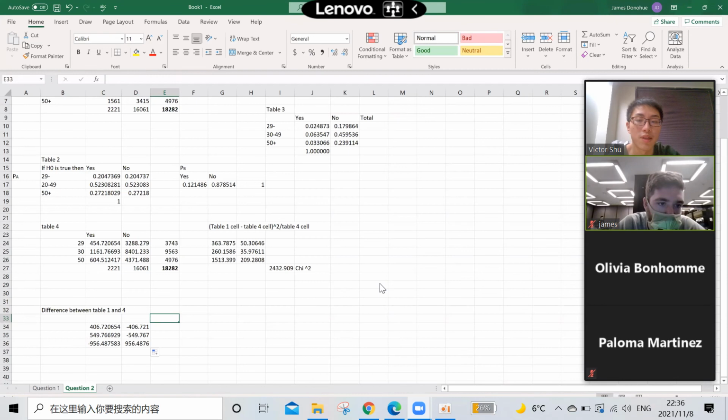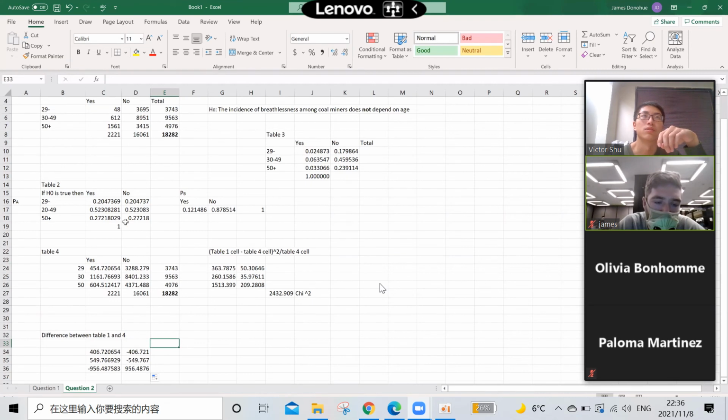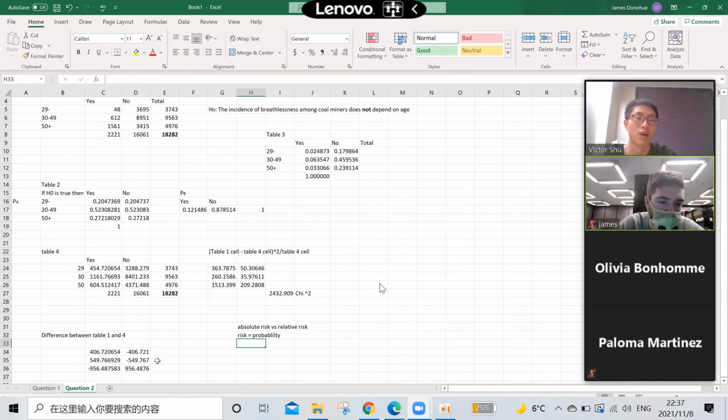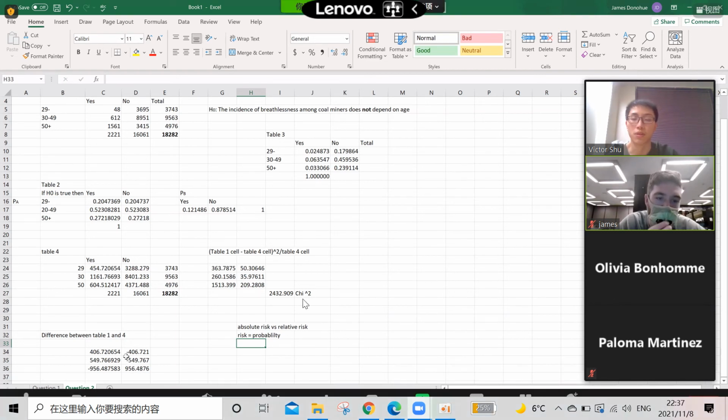But here, I think the easiest way to answer this question is you find out what the absolute risk is, and then you find out what the relative risk is. Basically, the term risk is another name for probability. What is our relative probability of having that problem, compared with younger people and older people? So if we go back to the homework problem, go back to that PDF sheet.